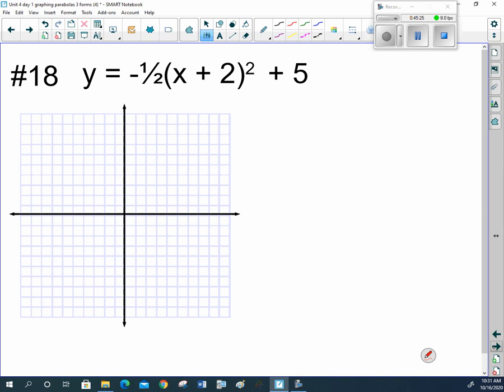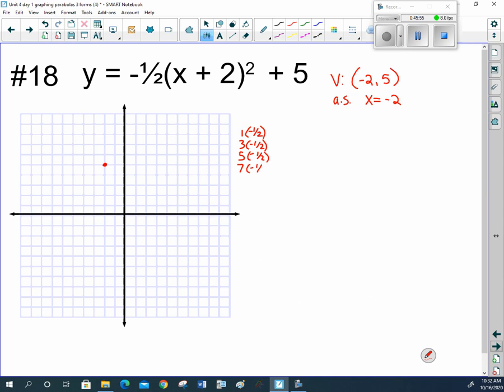Okay, here's another one. This one is in vertex form. So the vertex is negative 2, 5. And then I know my axis of symmetry is going to be x equals negative 2, right? Before I even graph, I could tell all of that. So negative 2, 5, 1, 2, 3, 4, 5. Okay, my vertical pattern, it's going to open down. So my 1, 3, 5, 7 is being multiplied by a negative a half. We're shrinking it.